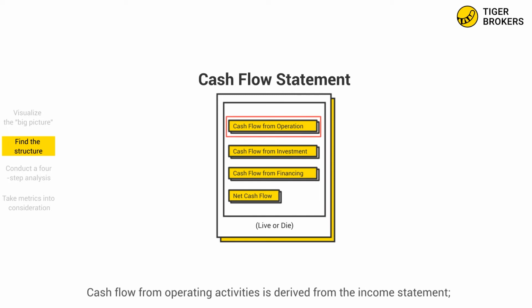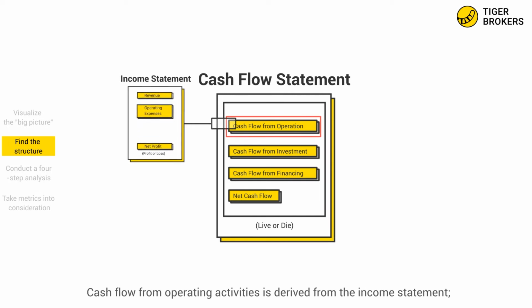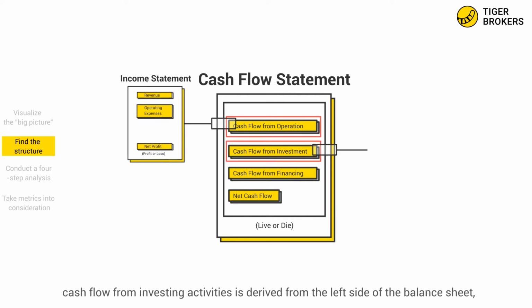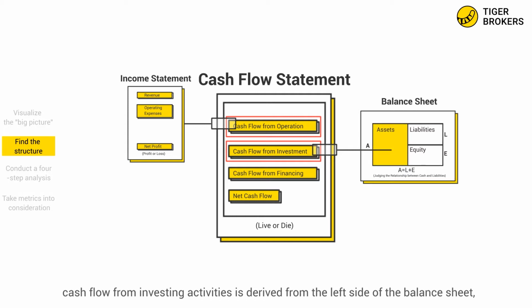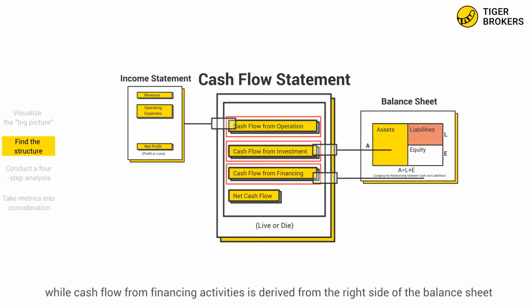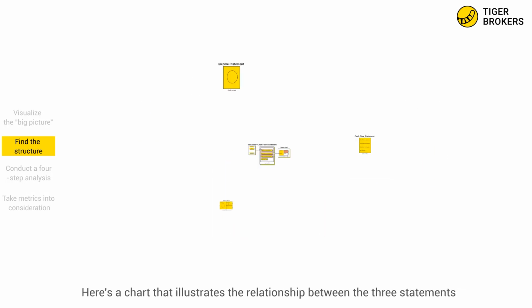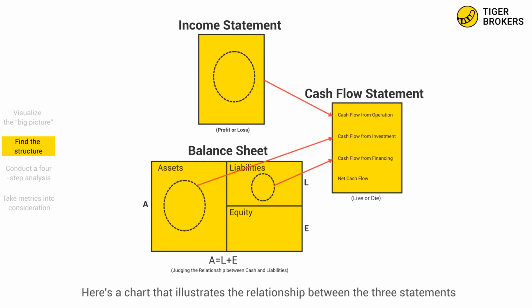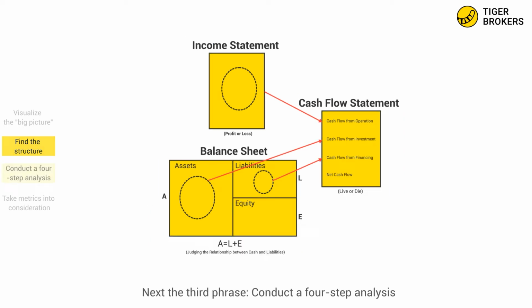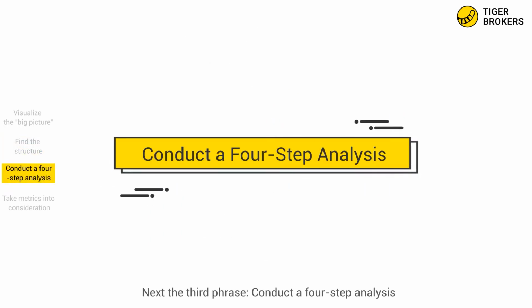Cash flow from operating activities is derived from the income statement. Cash flow from investing activities is derived from the left side of the balance sheet, while cash flow from financing activities is derived from the right side of the balance sheet. Here's a chart that illustrates the relationship between the 3 statements. Next, the third phrase. Conduct a 4-step analysis.